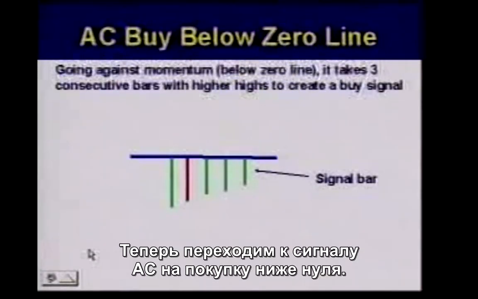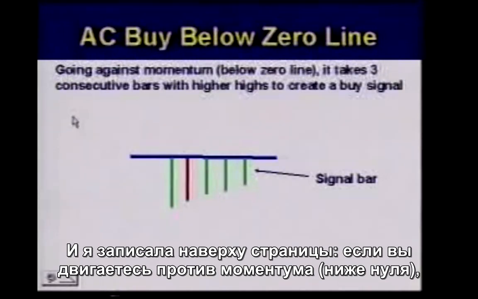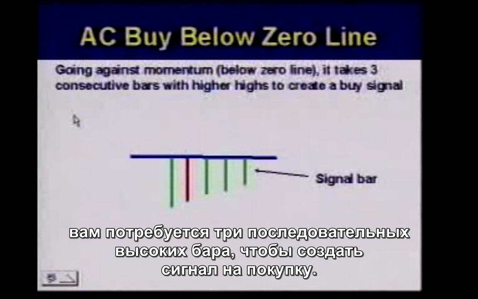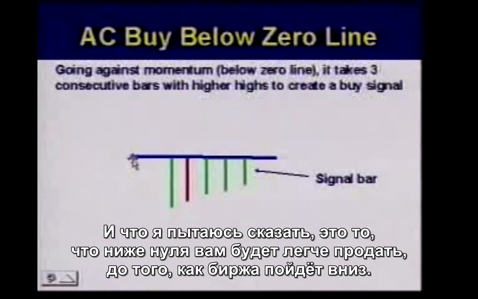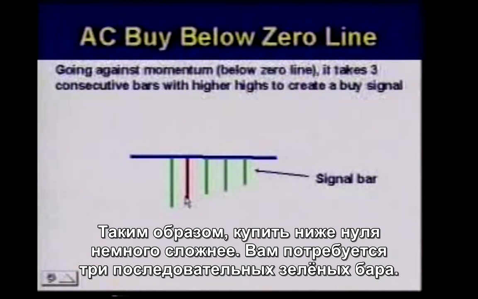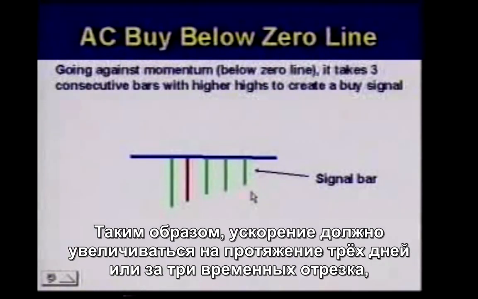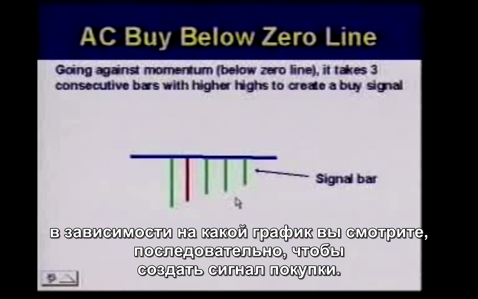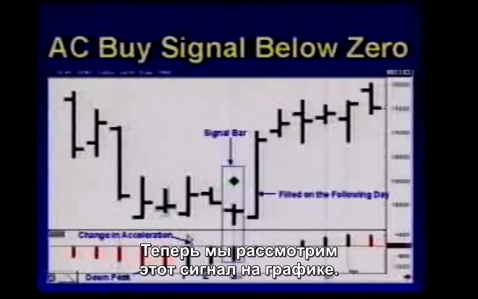Now the AC buy below the 0 line. And I have placed at the top going against momentum below 0 line. It takes 3 consecutive green bars with higher highs to create a signal. And what that really means is below 0, it's going to be easier for you to sell, for the market to go down. So if we're trying to buy below 0, we're going to make it a little harder. It's going to take 3 consecutive green bars. So acceleration has to increase 3 days or 3 time periods, whatever time chart you're looking at, consecutively to create the buy signal. So we look at that on the chart.